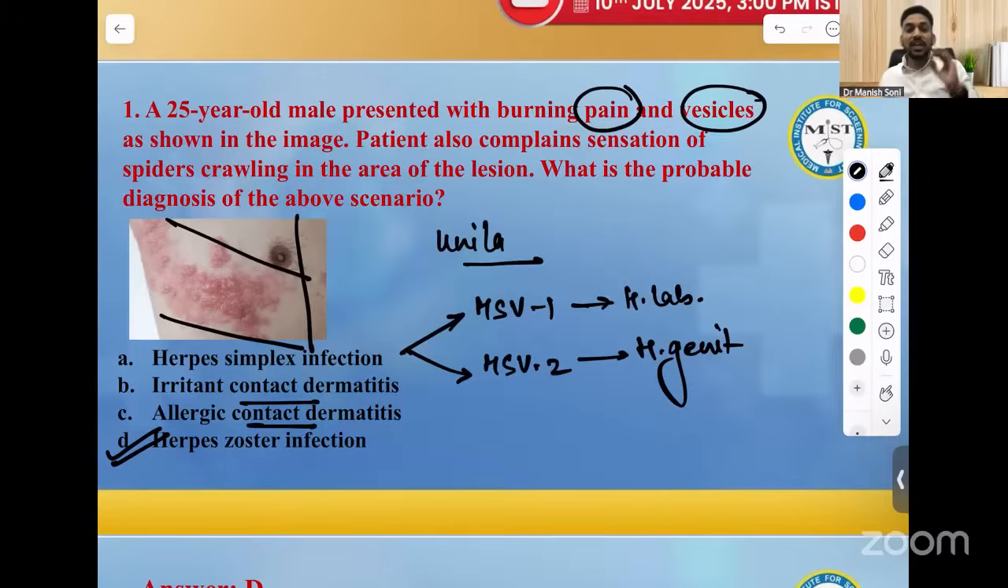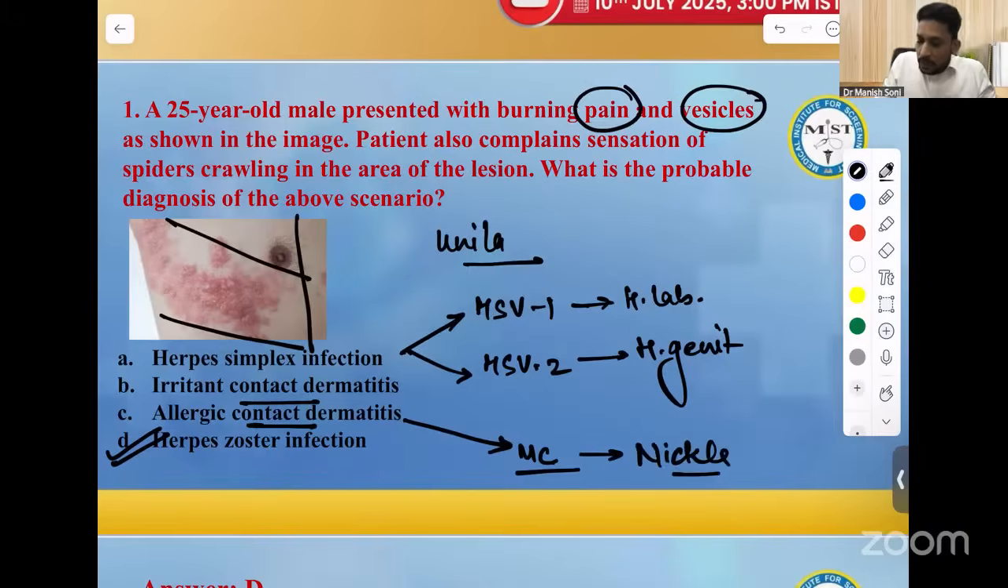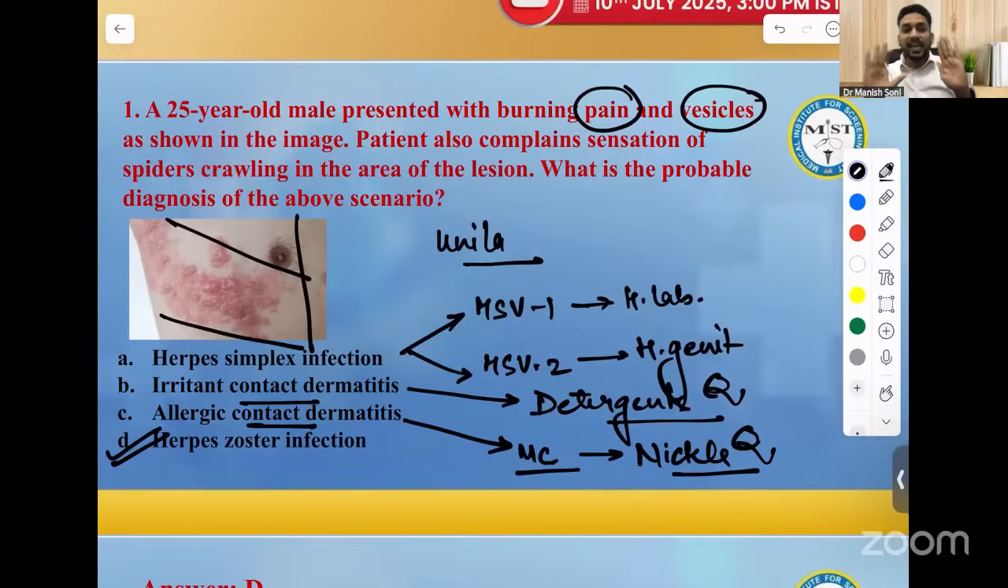Contact dermatitis generally occurs after contact with something. The most common culprit which causes allergic contact dermatitis is nickel. So generally after wearing jewelry, patients start developing dermatitis to nickel. This question was also once asked. So remember that nickel is the most common culprit for allergic dermatitis, while irritant dermatitis is due to detergents, sometimes vegetables. That's why it is commonly seen over exposed areas of females, because they are more prone to develop this dermatitis due to detergents and vegetables. So this is irritant dermatitis.